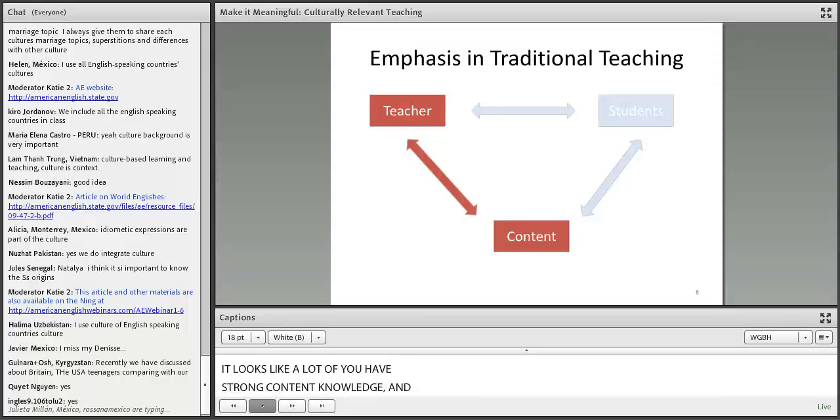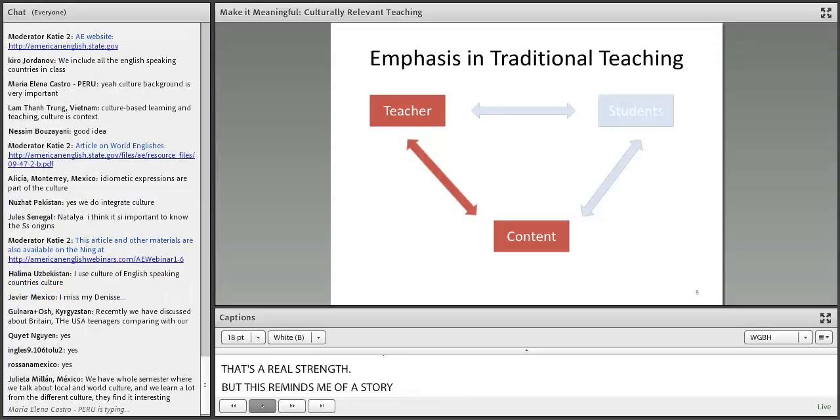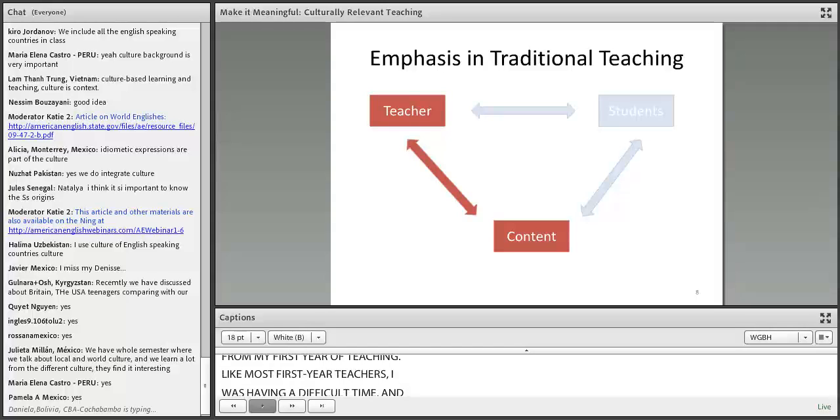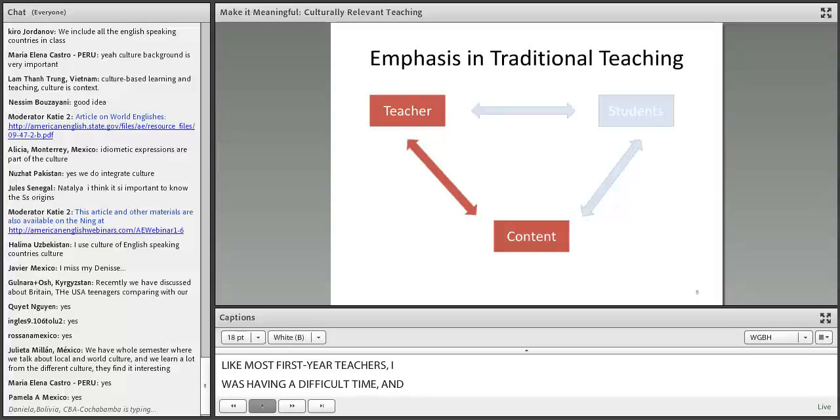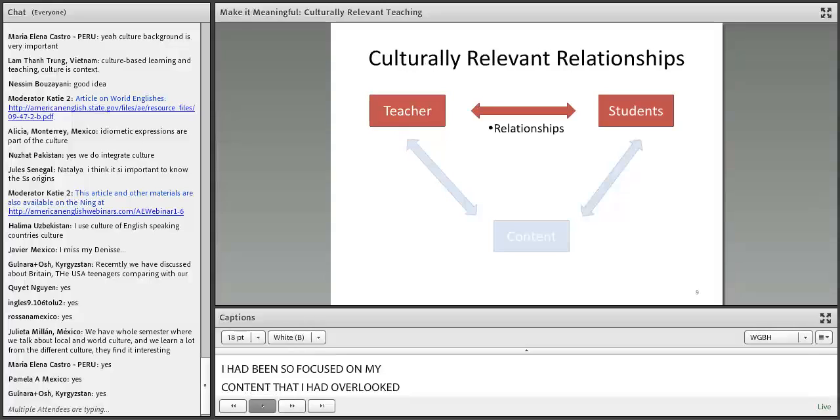But this reminds me of a story from my first year of teaching. Like most first-year teachers, I was having a difficult time, and I went to my supervisor's office for advice. She told me, "Tabitha, you should know, you are not actually teaching foreign language." Well, I was shocked. I said, "I'm not? What am I teaching?" And she said to me, "No, you are teaching students." I had been so focused on my content that I had overlooked the importance of building relationships with my students.